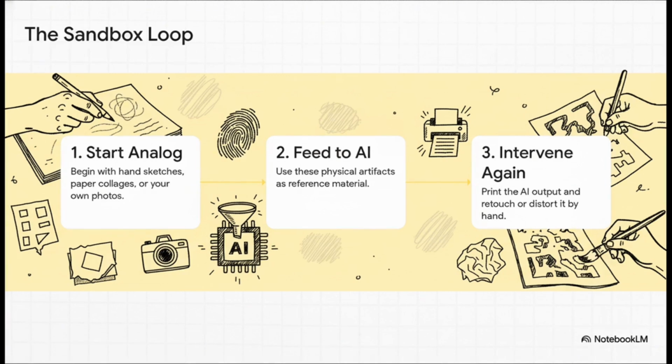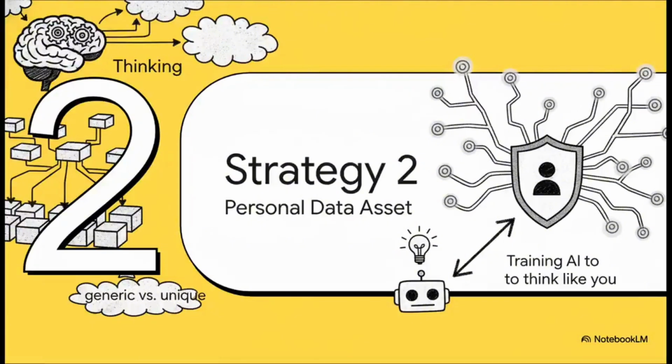And third, and this part is absolutely crucial, you take the AI's output and bring it back into the physical world. Print it out, paint on it, crumple it up, distort it. This loop introduces something AI just can't replicate on its own, that little trace of human imperfection. And that trace, that's your signature. So just like your physical touch adds originality, so does your personal history. If you want unique outputs, you really have to stop using generic inputs.